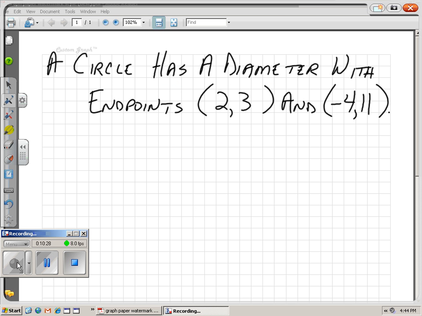All right, and finally, one of your last questions is kind of like a puzzle where we put all this information together from Chapter 2. It says a circle has a diameter with endpoints at 2, 3, and negative 4, 11, and they want you to write the equation of that.